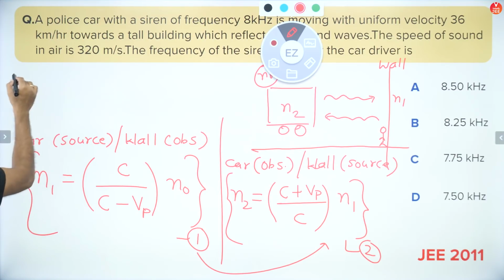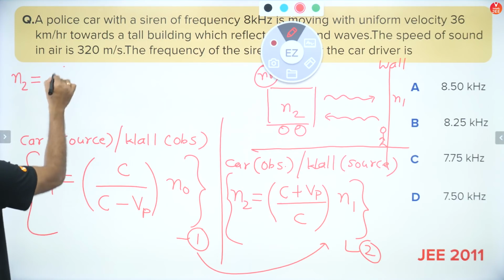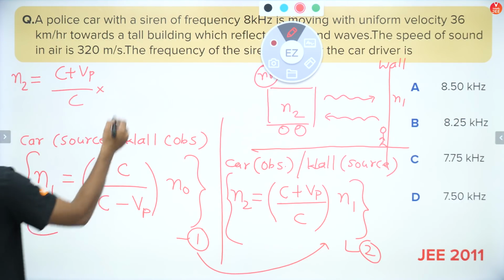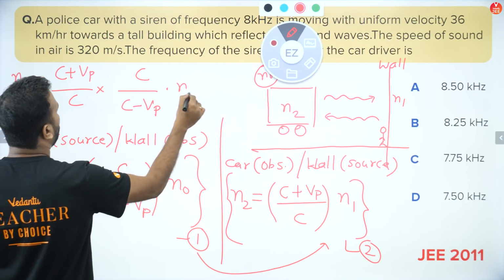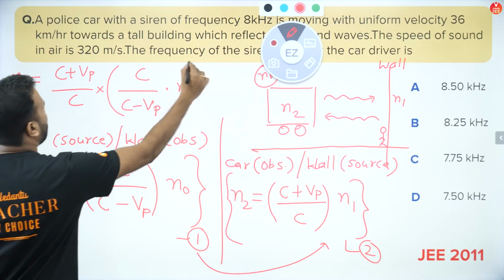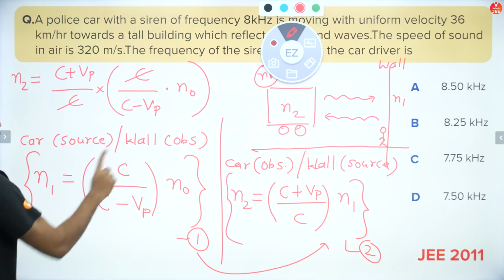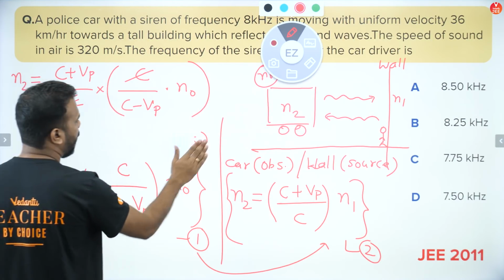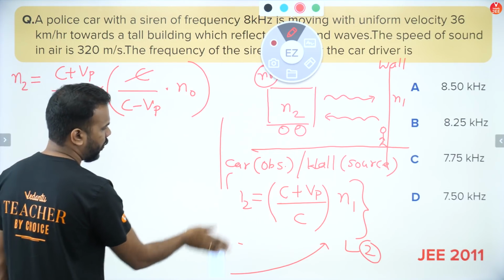So when I'm doing this, I'm getting N2, which is the final frequency observed by somebody in the car. So I'll be writing (C plus Vp) divided by C, multiplied by N1, which has become C divided by (C minus Vp) multiplied by N0. This is basically your N1. You can see that C gets cancelled. What you are getting is (C plus Vp) divided by (C minus Vp) multiplied by N0. So from now onwards, you can directly use this approach and this formula to solve this question.